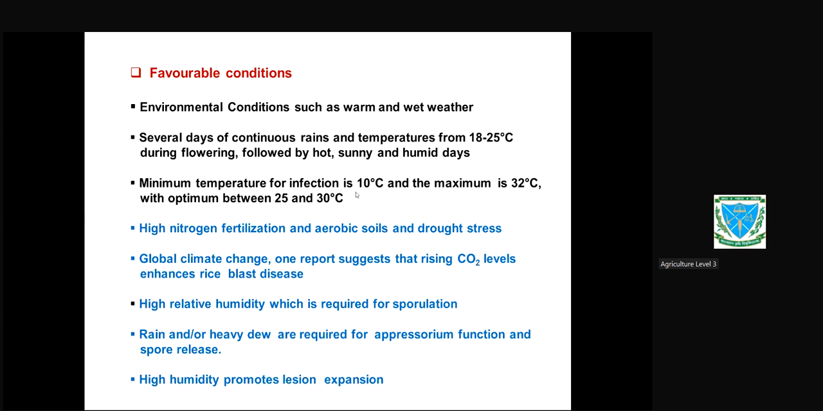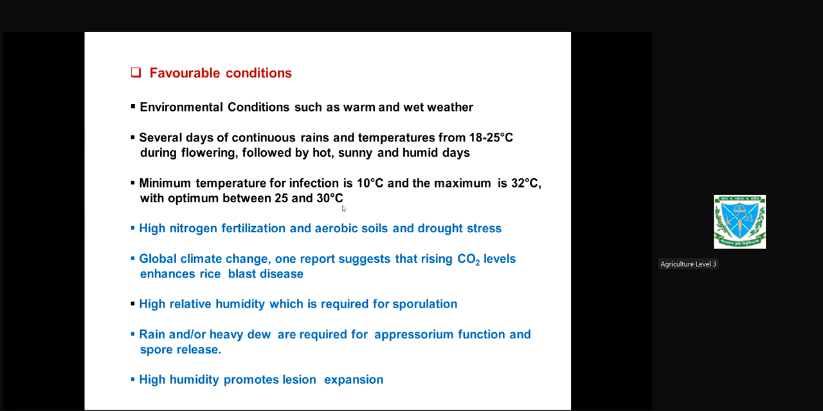Usually reports say that the minimum temperature is 10 degrees centigrade and the maximum is 32 degrees centigrade, but the optimum for infection is 25 to 30 degrees centigrade. So these are the weather or environmental conditions that can induce epidemic development of the disease. Epidemic means the disease can appear on a large scale. High nitrogen fertilizer, aerobic soil and drought stress.